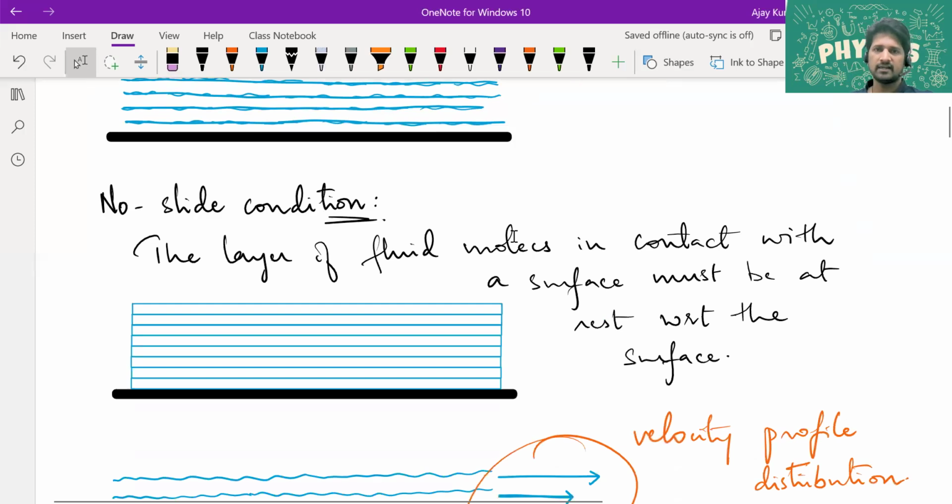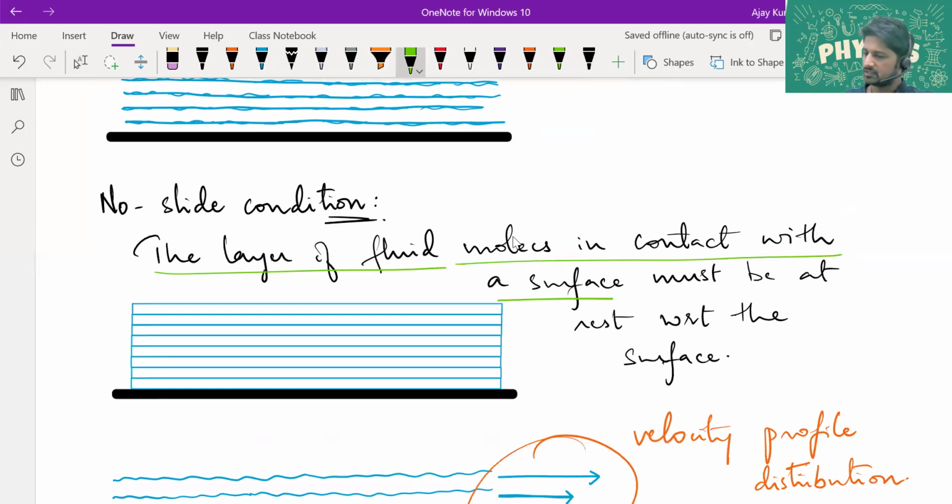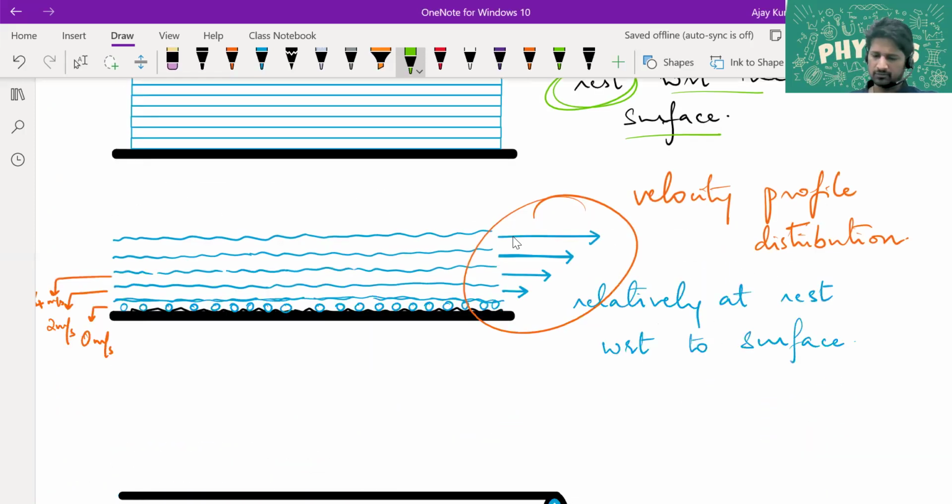Next, we discussed the no slip condition, or the boundary layer condition. The layer of fluid molecules in contact with a surface must be at rest with respect to the surface. So if there's water flowing on a surface, the first layer of water molecules which touches that surface should be at rest. The next layer can flow with some speed, the third layer with some more speed. So relatively, between layers, there will be speed. I gave an example of that also.